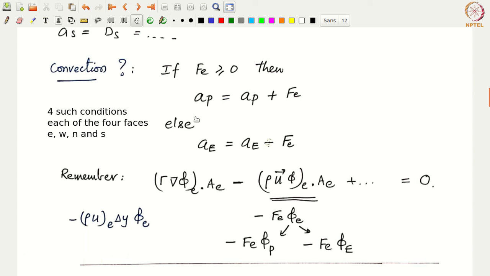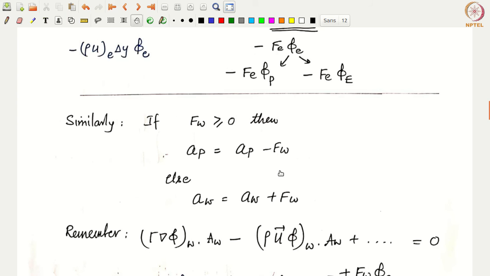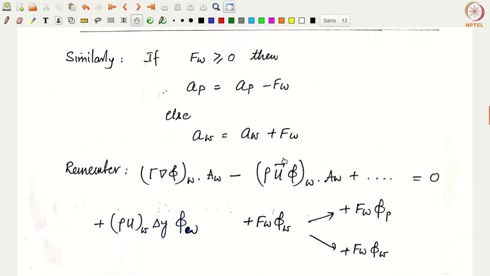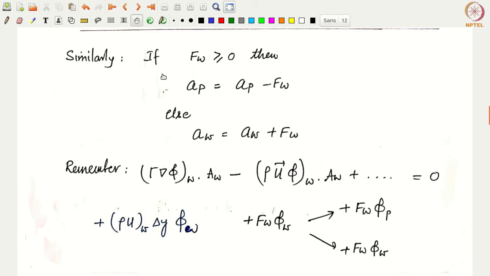Rather, I will look at the other phase, that is the west phase here, and I would leave the north and south for you to figure out. So if we are on the west phase, that is W, then what do we have here? We have, if FW is positive, then AP is something I have written, else it will be blah blah blah, right? Either if FW is positive, contribution has to go to AP. If it is negative, contribution has to go to AW. Okay, we will look into that.